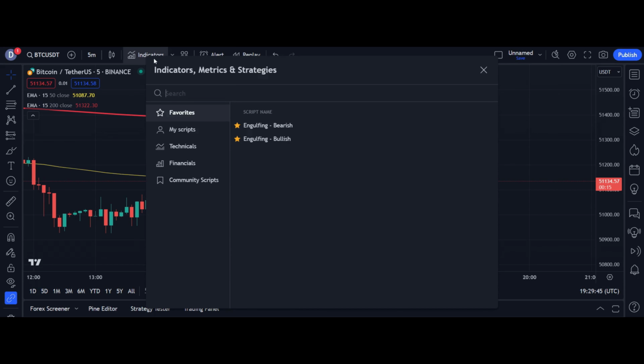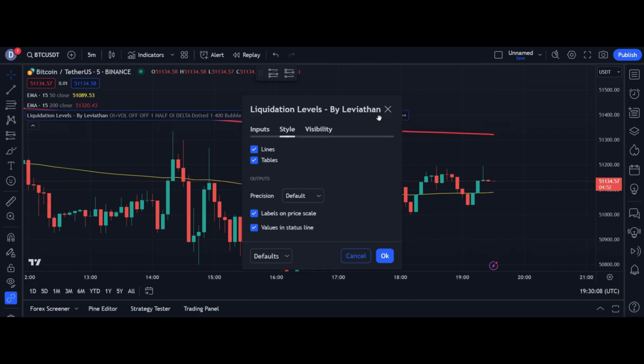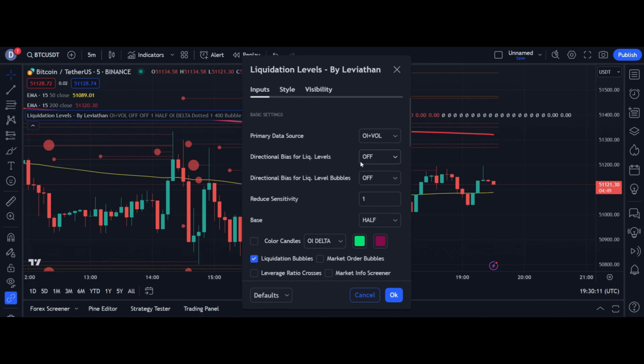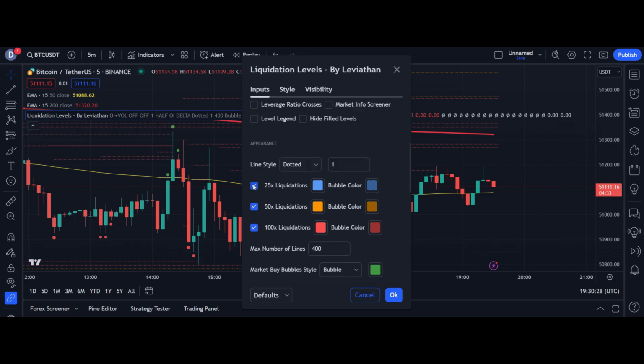Last but not least, there is an indicator called Liquidation Levels by Leviathan. Be aware that there are several indicators. Select the one specifically named. The default settings of this indicator may appear somewhat chaotic, but we will adjust them as follows. Leave the initial settings unchanged. Turn off liquidation bubbles and turn on market order bubbles. Then turn off the following settings of this indicator.